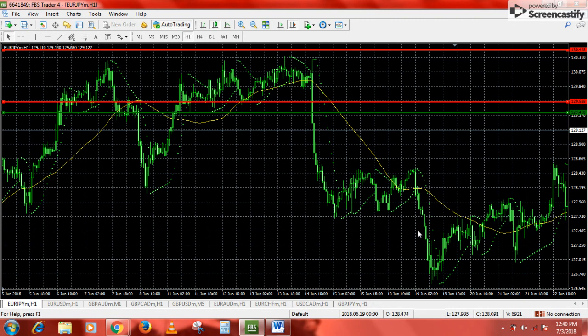Okay, so we have 4 wins, one trailing stop hit, which left us 20 pips, and one loss. So we had 1, 2, 3, and 4, making 400 pips in total.